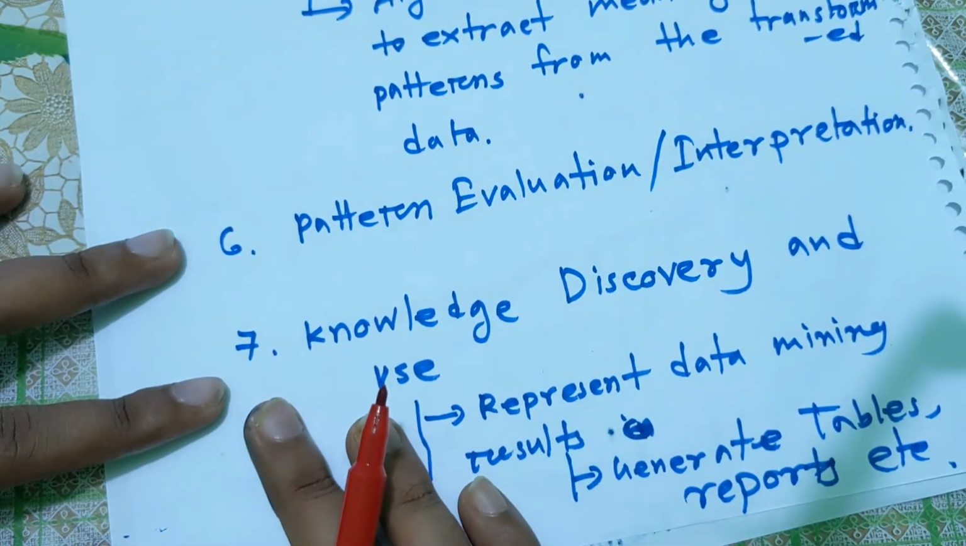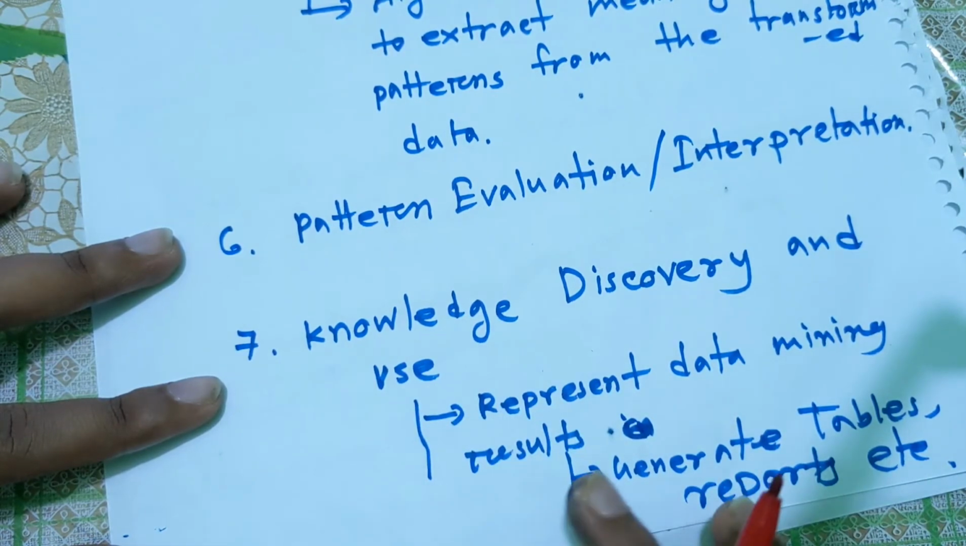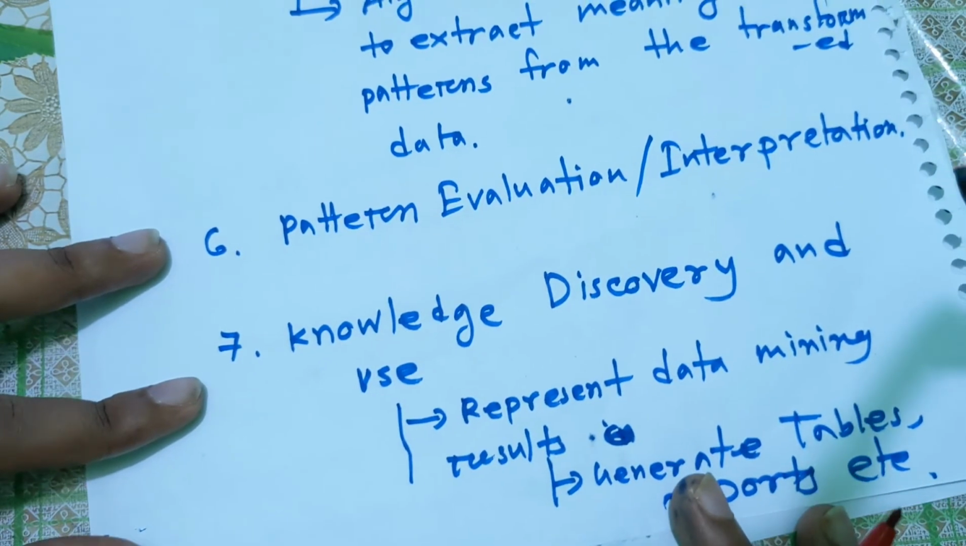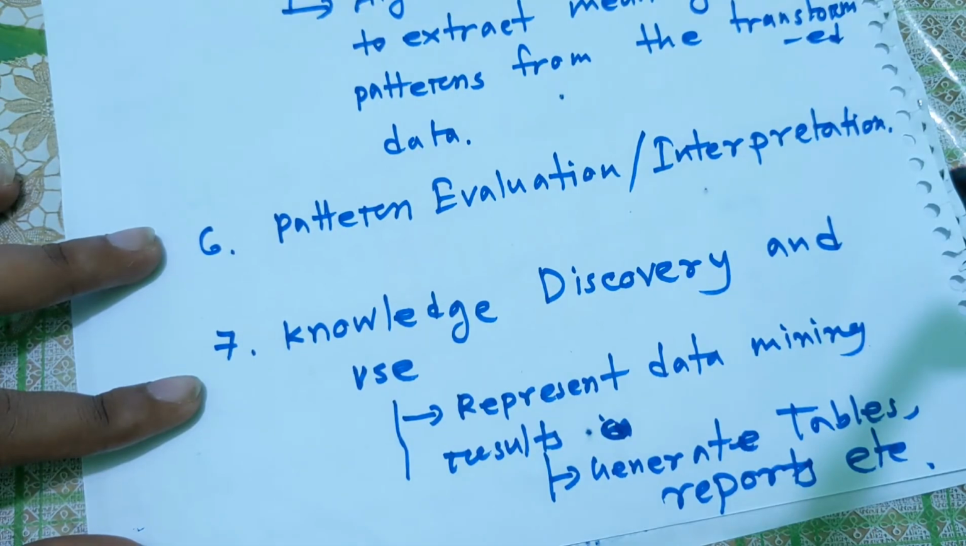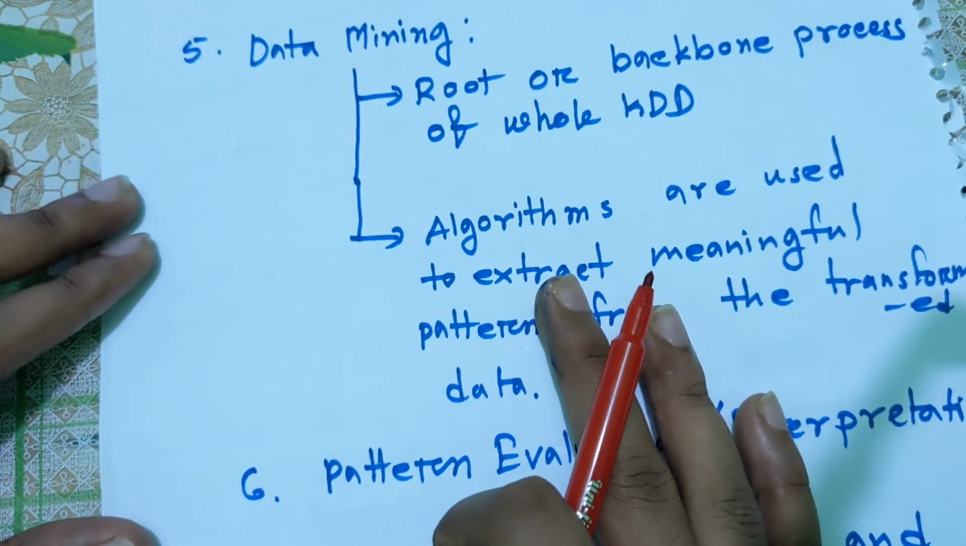The last step is knowledge discovery and use, right? So here we have to represent the data mining result, like we can use tables, reports, etc. and for decision making. So this is the entire procedure of our knowledge discovery in database.